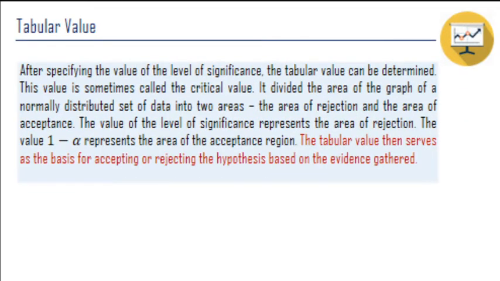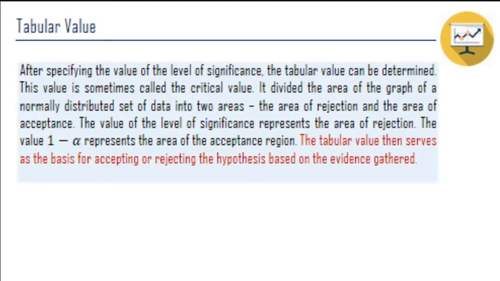Now we talk about the tabular value. After specifying the value of the level of significance, the tabular value can be determined. This value is sometimes called the critical value. It divides the area of the graph of a normally distributed set of data into two areas, the area of rejection and the area of acceptance.